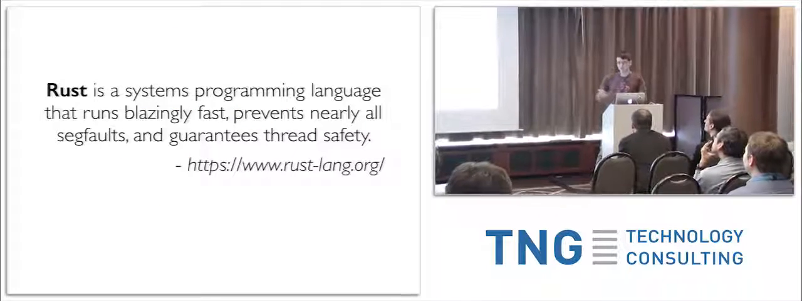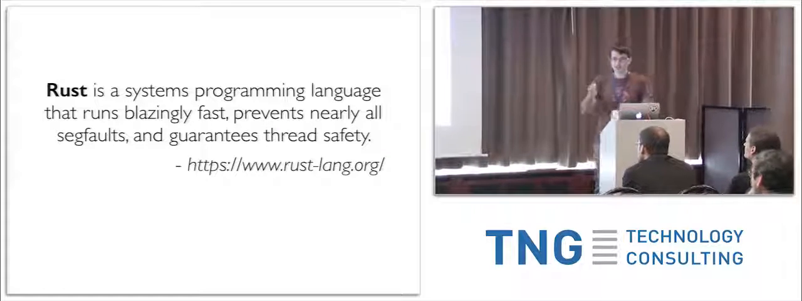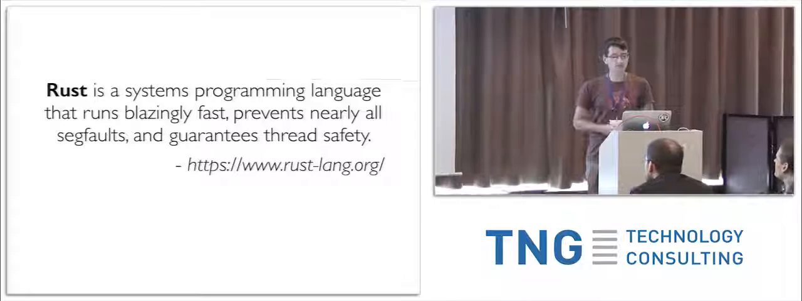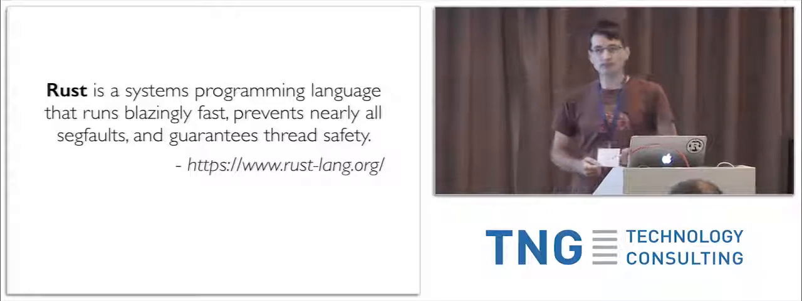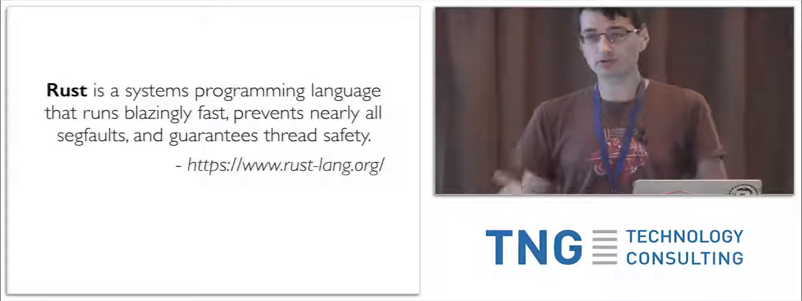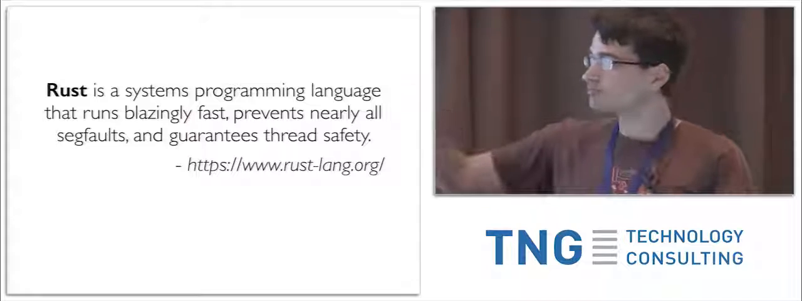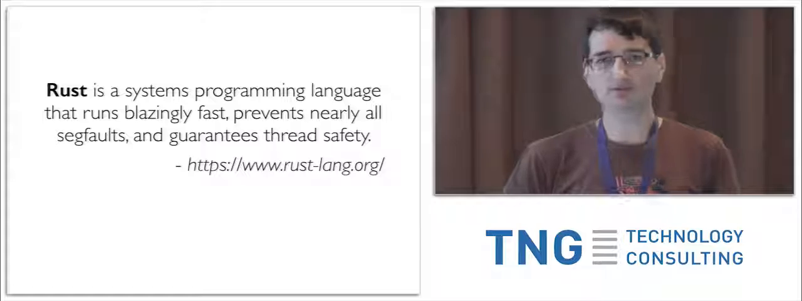So first, let's talk about what Rust is. If you take a look at our website, you'll see this soundbite saying that Rust is a systems programming language that runs blazingly fast, prevents nearly all segfaults, and guarantees thread safety. Those are some pretty lofty goals for one language, and it also claims to be a systems language all at the same time. So I'm going to break this down, and we'll see as we go along how we can actually guarantee all these really nice properties.